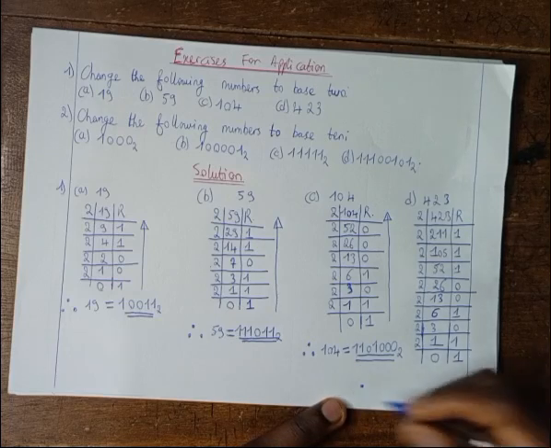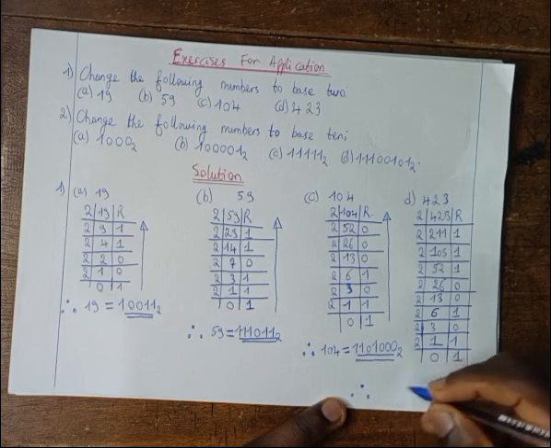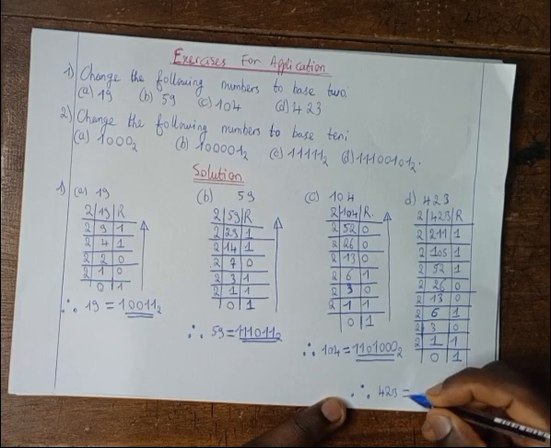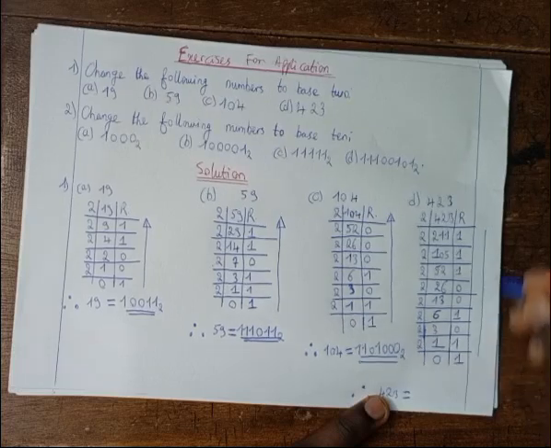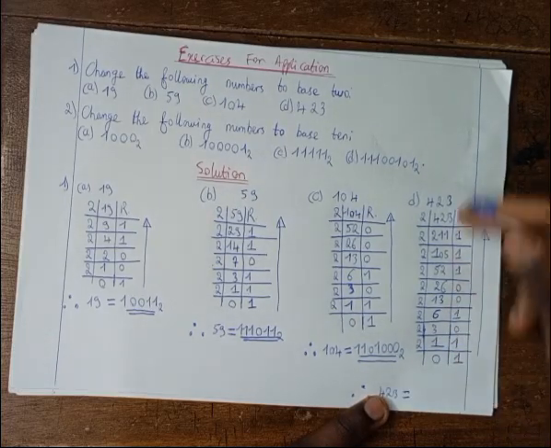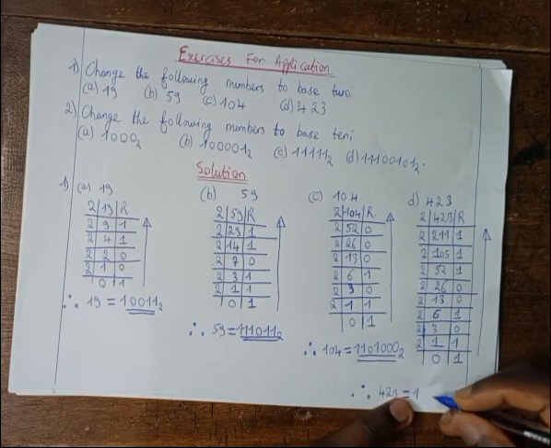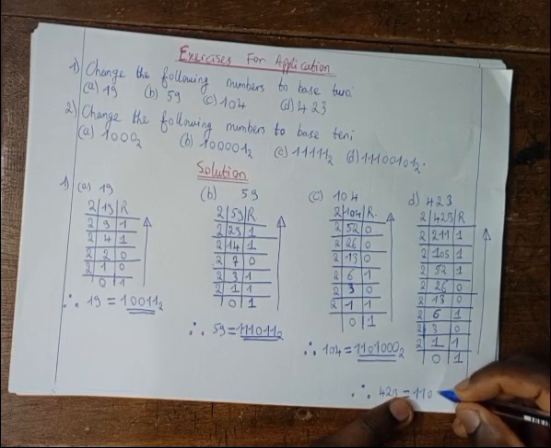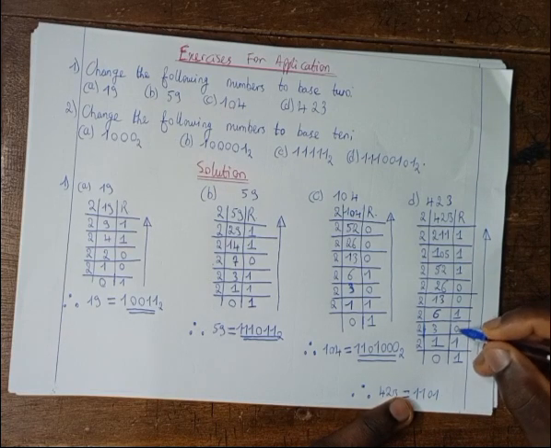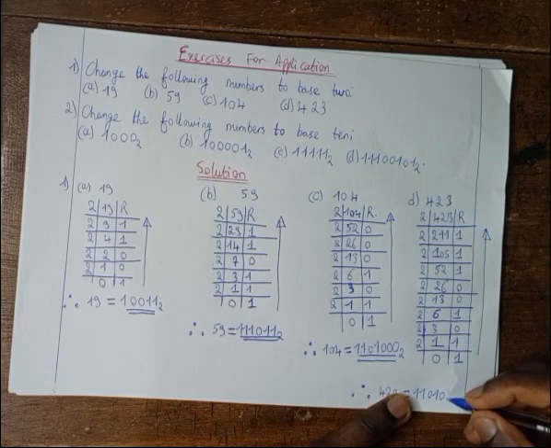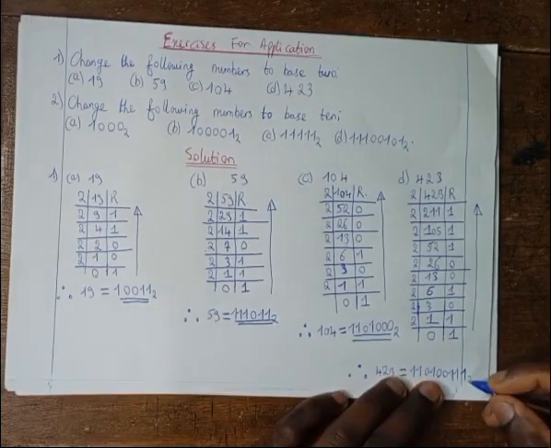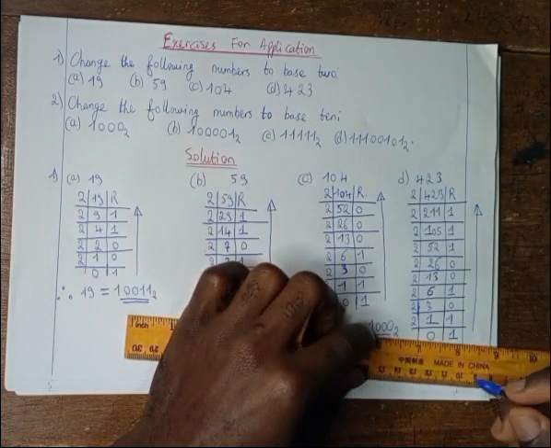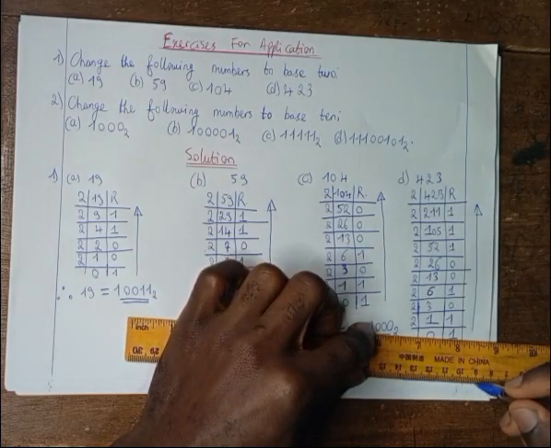Therefore, the number 423 in base 2 is simply equal to, we have to copy from bottom to top. Start from last remainder to the first. This will give us 1 1 0 1 0 1 0 1 1 1. We must put the base. The new base is 2. And we are done. We underline the answer.